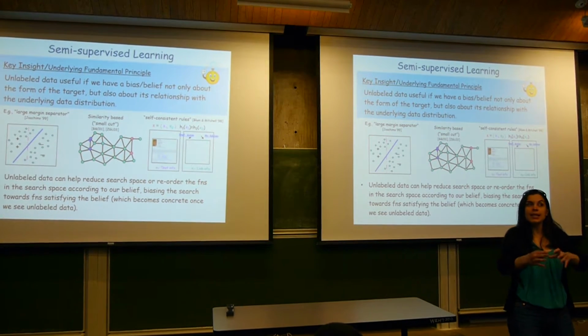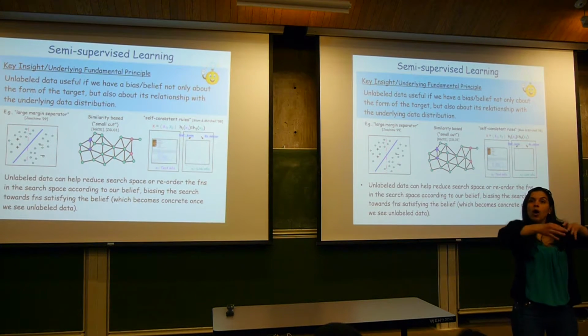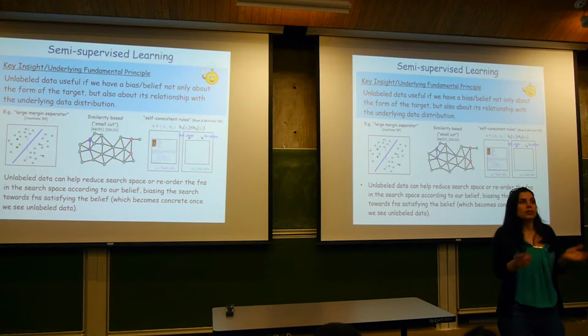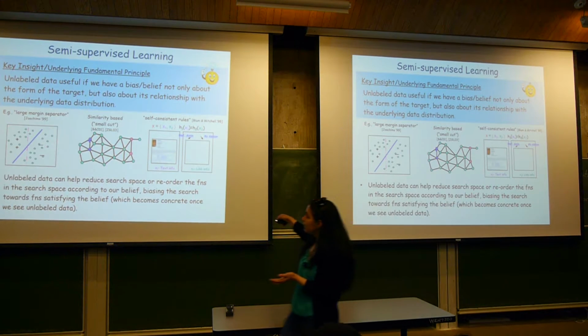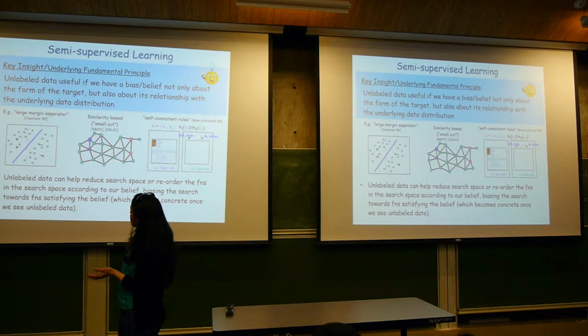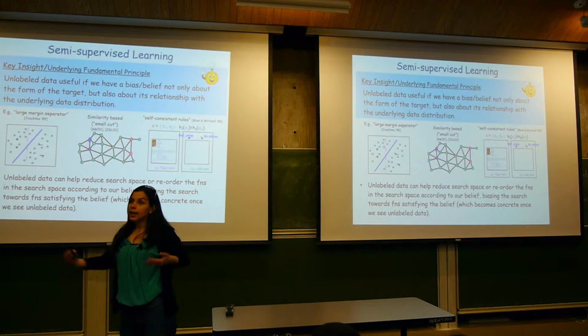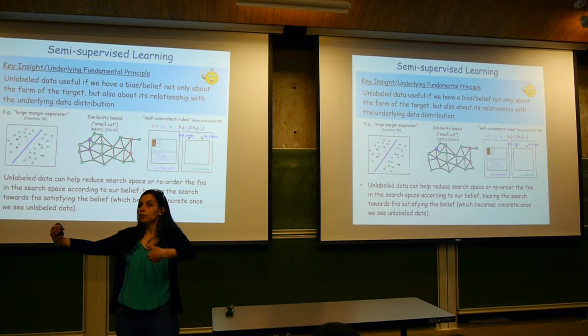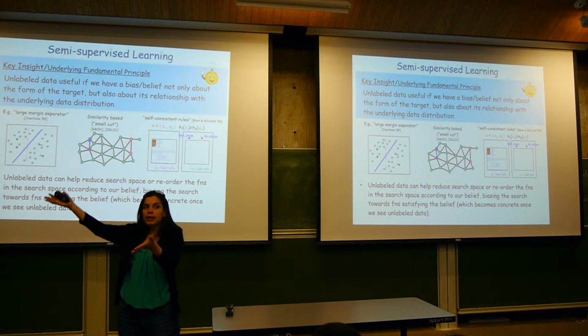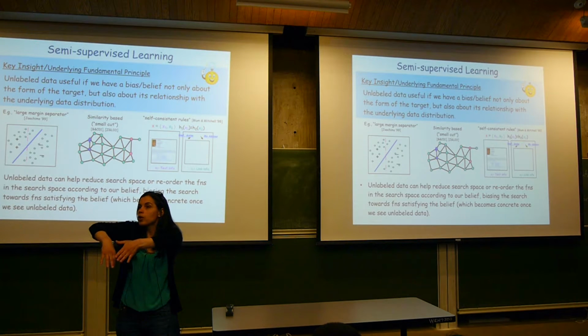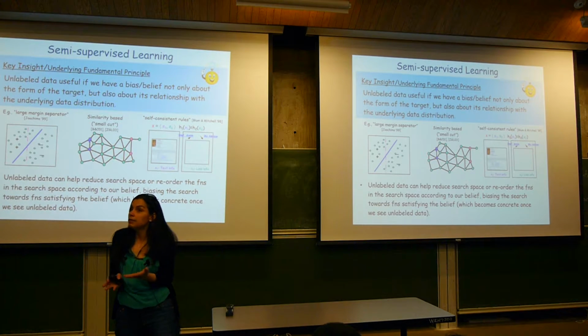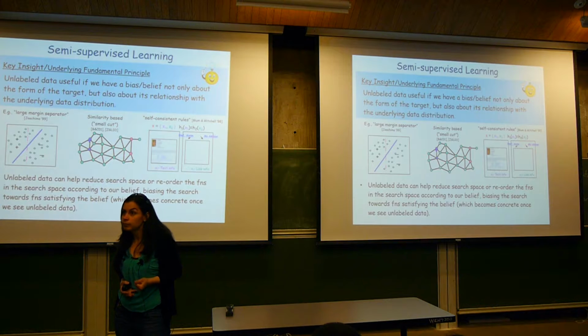And so the functions that satisfy our belief heavily will be higher in the ordering, right? So basically, once I see unlabeled data, this blue classifier over here will be higher in my ordering if my belief is about large margin. Okay, and so then implicitly, if we reorder the functions, we are biasing the search towards these functions that satisfy our belief, that are more compatible with our belief.